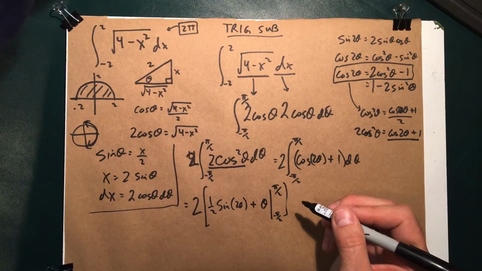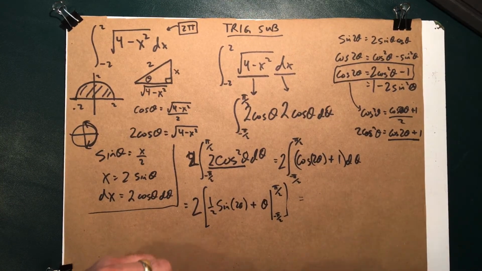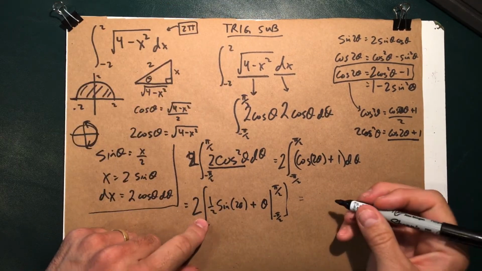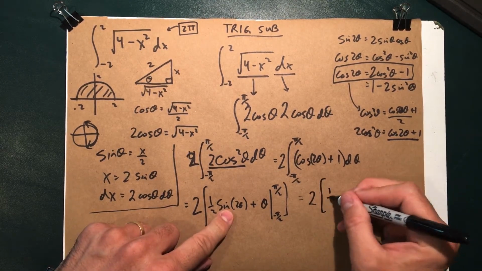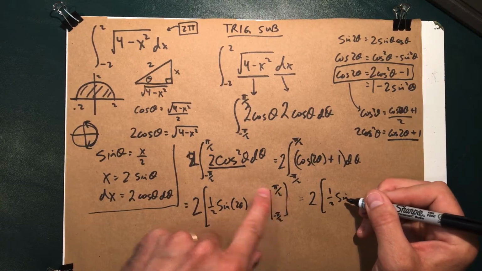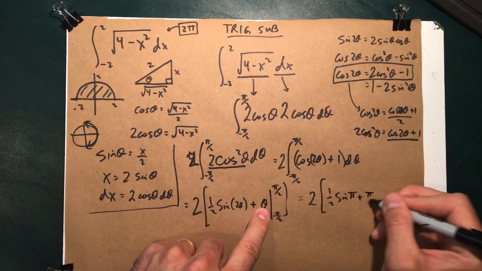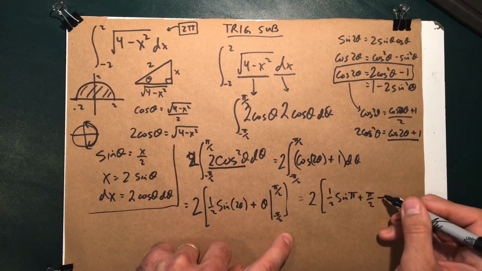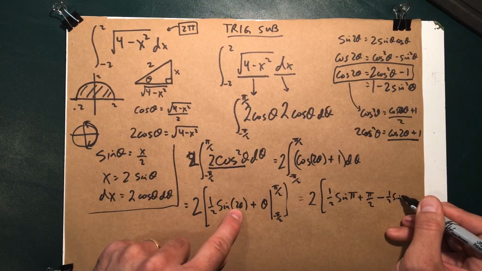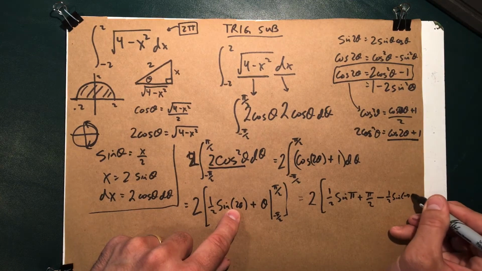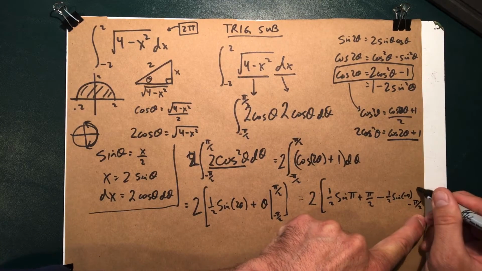And now I've got this. I wonder if this will be nicer. All right, I'm going to leave that out there for a minute. So one-half of sine of pi. Ooh, that's 0. Plus pi over 2. Ooh, here it comes. Minus one-half of sine of negative pi, which is also 0. Woohoo! Minus negative pi over 2.